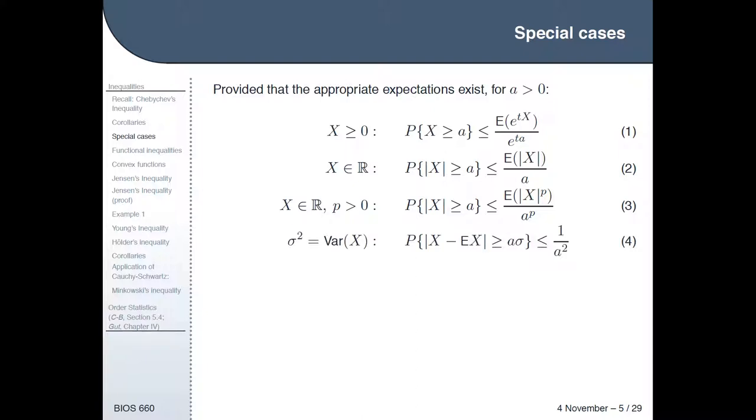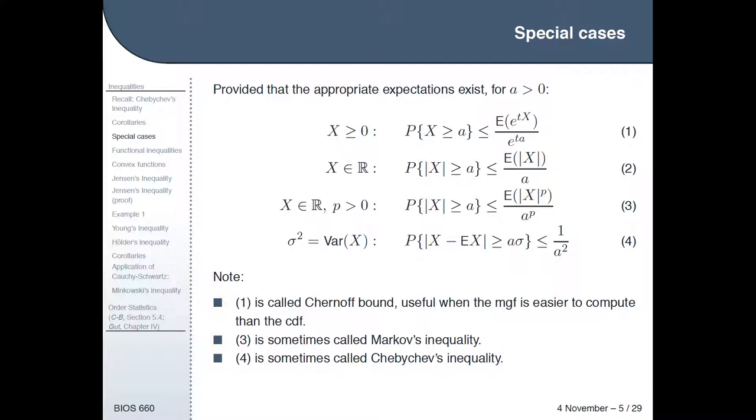And if sigma squared is the variance, then the probability that the absolute value of x minus the expected value is greater than or equal to a times sigma is less than or equal to 1 over a squared. So inequality number 1 on this list is called the Chernoff bound, which is useful sometimes if a distribution has a nice form for the moment generating function but doesn't have a nice form for the CDF. And number 3 is known as Markov's inequality, and number 4 is known as Chebyshev's inequality.